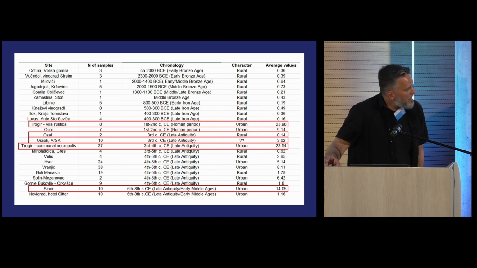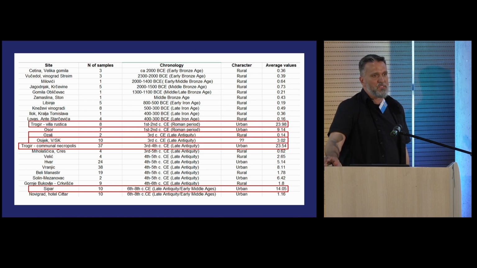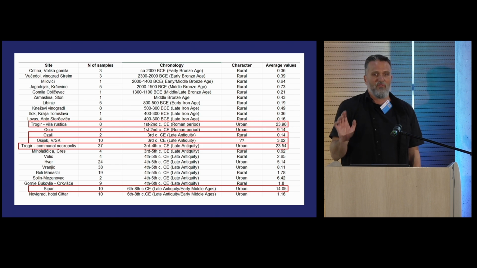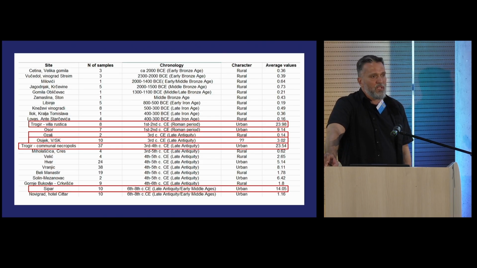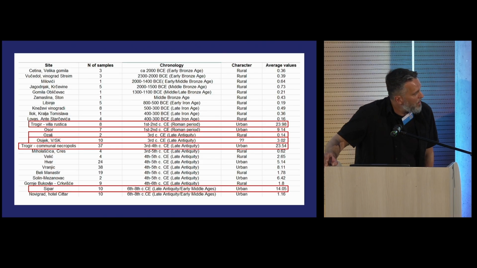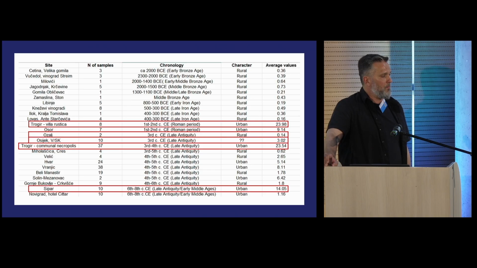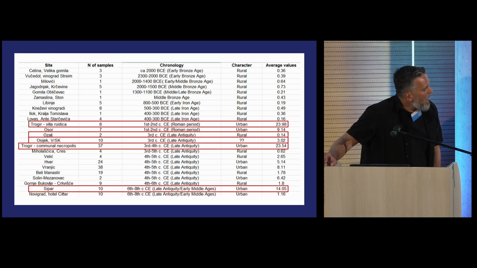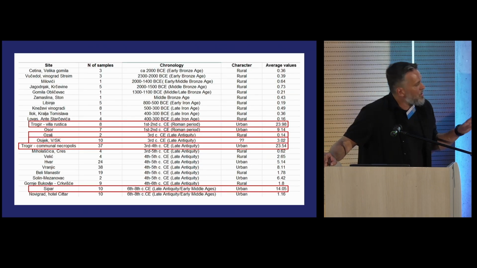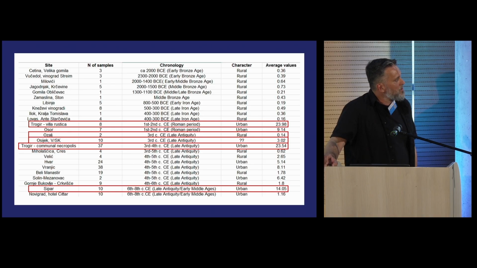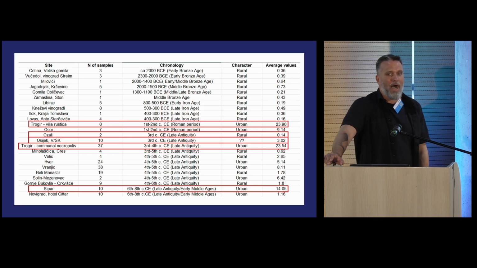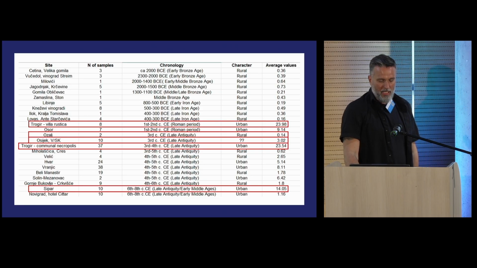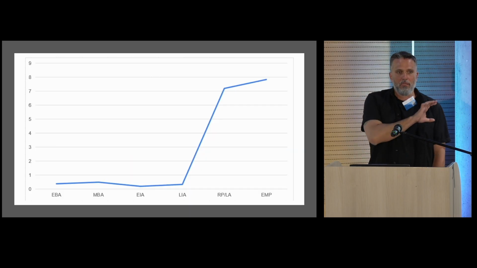As you can see, Ozalj, unfortunately, we have only 2 samples, but so far they show very low levels of lead poisoning, only 0.4 parts per million. However, this is a rural site, and as you can see, Trogir Villa Rustica, the urban villa, and Trogir communal necropolis show extremely high lead levels.